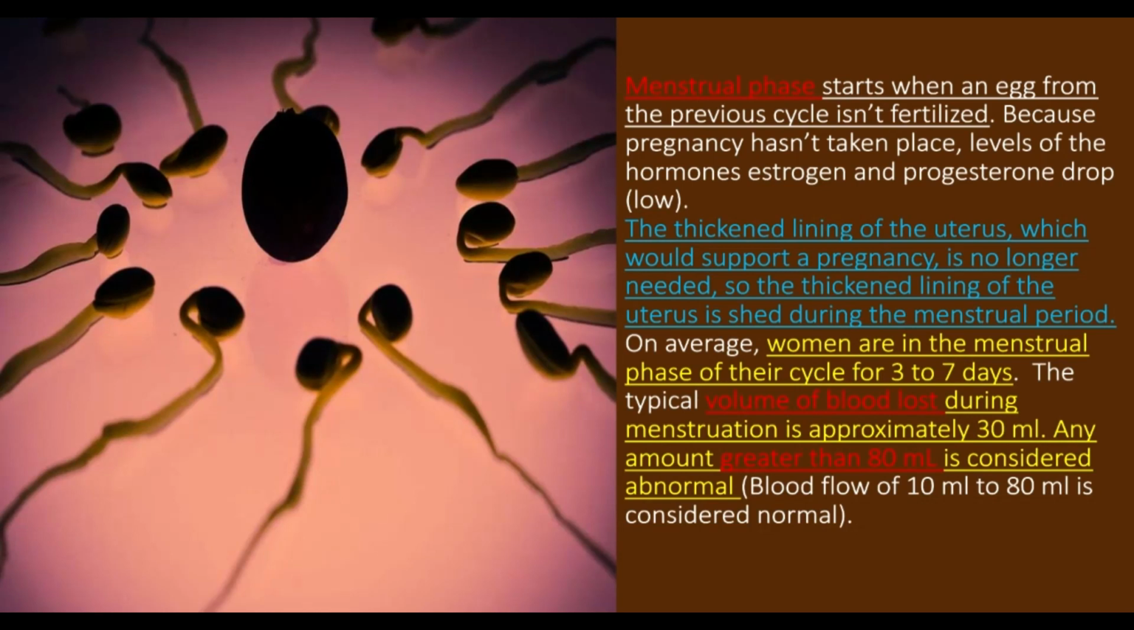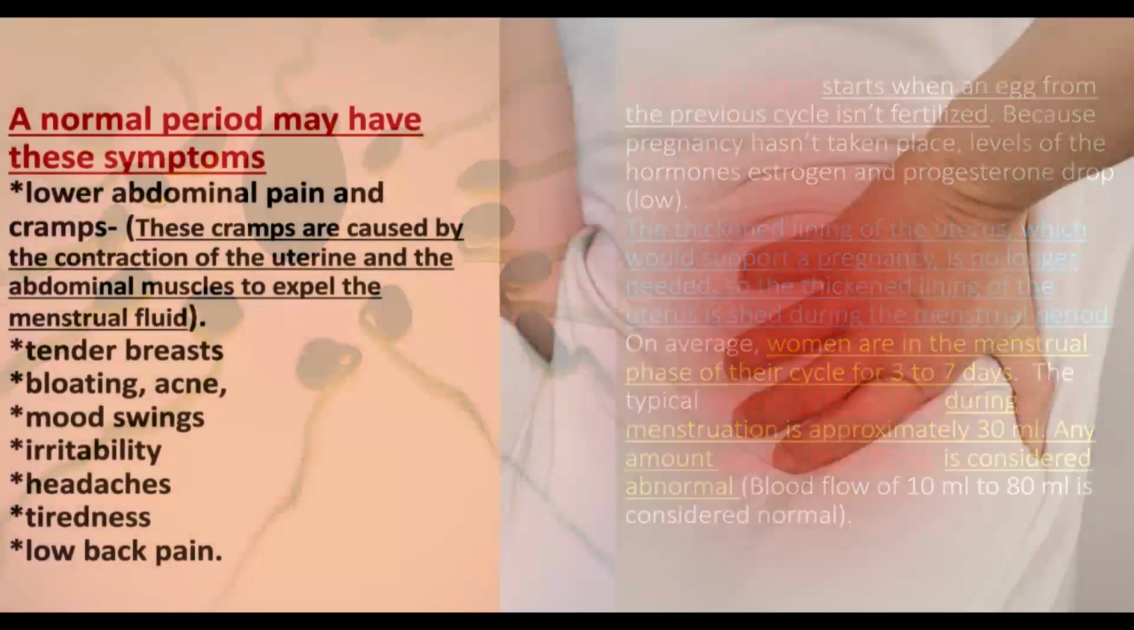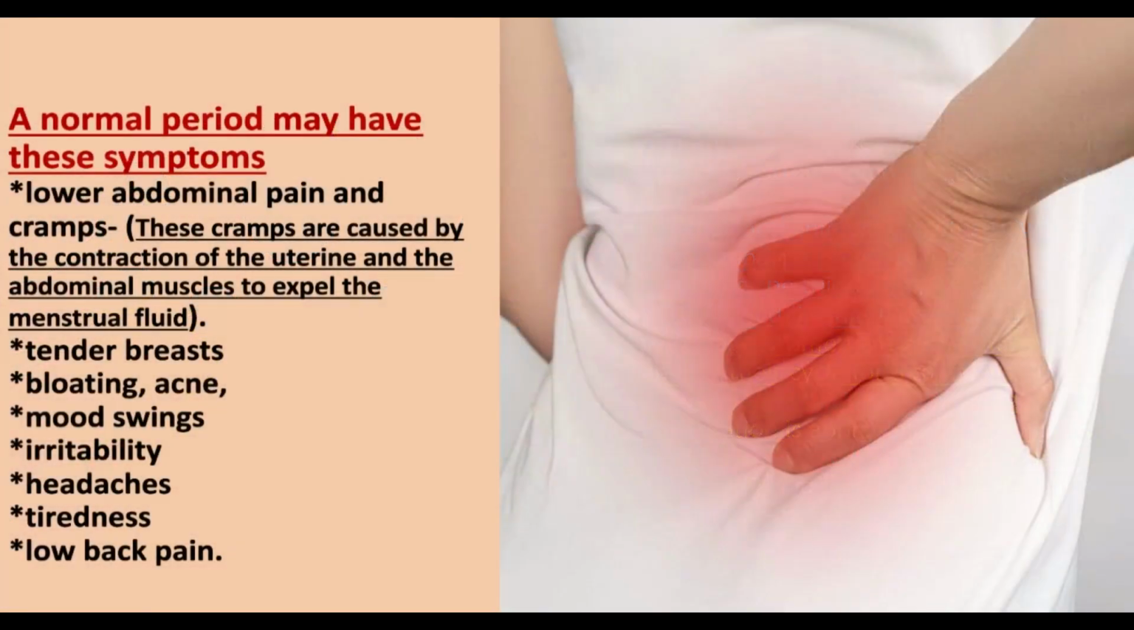Menstrual phase starts when an egg from the previous cycle is not fertilized. Because pregnancy has not taken place, levels of the hormones estrogen and progesterone drop. The thickened lining of the uterus, which would support a pregnancy, is no longer needed. So the thickened lining of the uterus is shed during the menstrual period. On average, women are in the menstrual phase of their cycle for 3 to 7 days. The typical volume of blood loss during menstruation is approximately 30 ml. Any amount greater than 80 ml is considered abnormal.